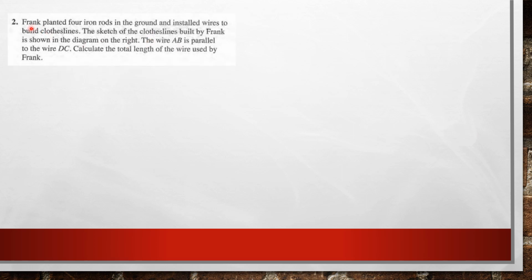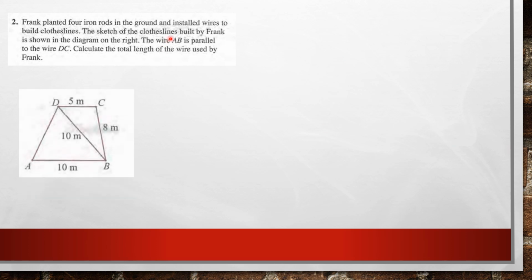Next we look at question number 2. Frank planted 4 iron rods in the ground and installed wires to build clotheslines. The sketch of the clotheslines built by Frank is shown in the diagram here. A, B, C, D. The wire AB is parallel to wire CD. So both are parallel. When they say parallel, you can draw this symbol. Calculate the total length of the wire used by Frank.